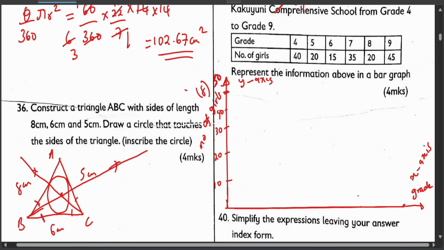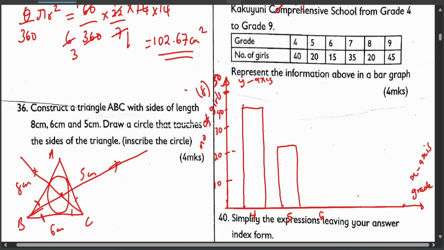So let's say here is grade 4, then grade 5 obviously. For grade 4 it should reach 40. So it should reach 40 here. One square box here is grade 4. Don't confuse, so don't take many square boxes. So let's say here is grade 5. Grade 5 reaches 20, which is here.